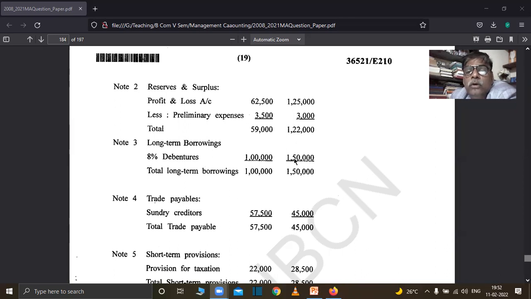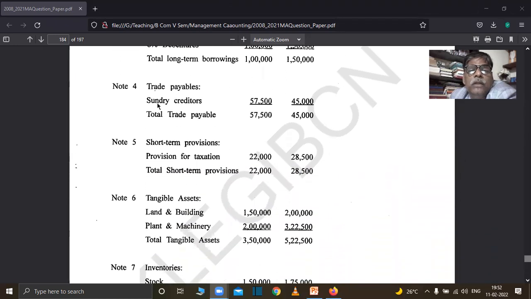So it is issue of debenture. Issue of debenture. So it is a source. Then come to the trade payable. Trade payable goes to changes in working capital. Short-term provision goes to changes in working capital too.